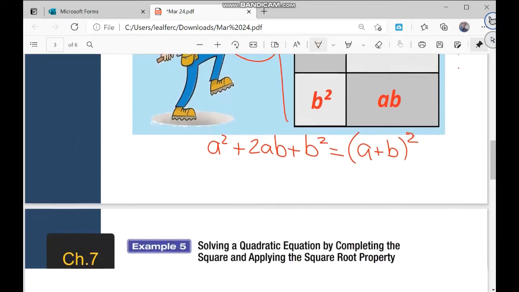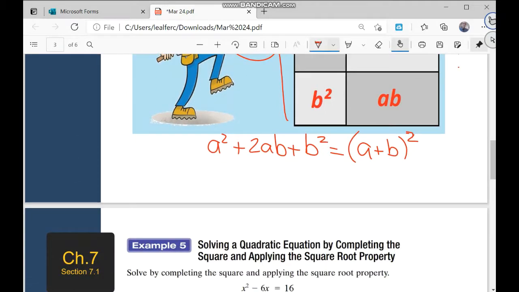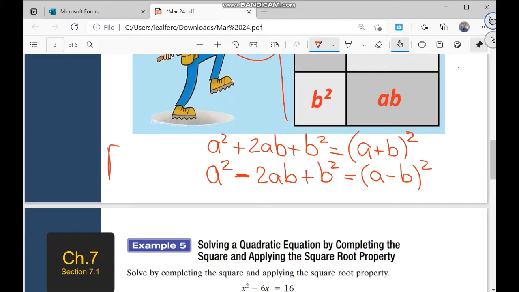The second one, we have another one. It looks a lot like this, but it's when we have the negative here. a squared minus 2ab plus b squared equals a minus b squared. So we're going to need these formulas, okay? You're going to need both formulas to help us solve today's quiz.